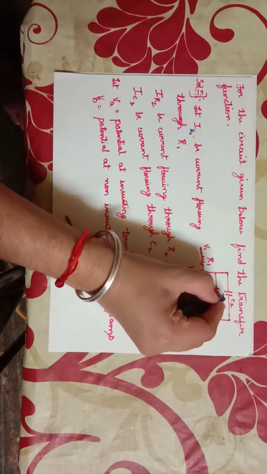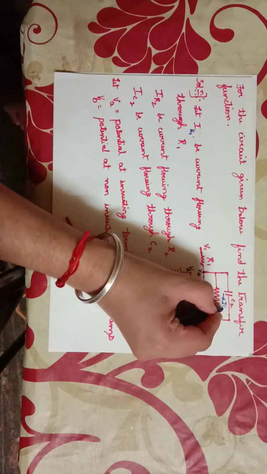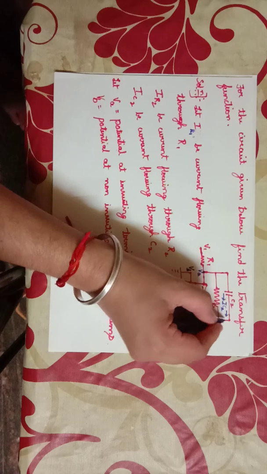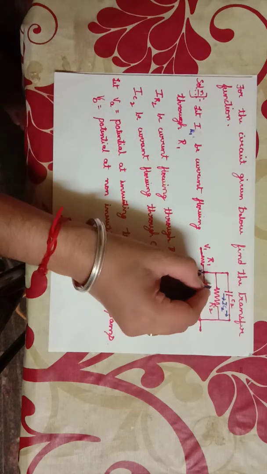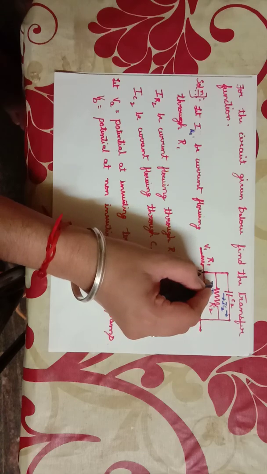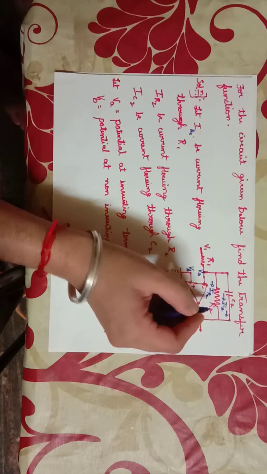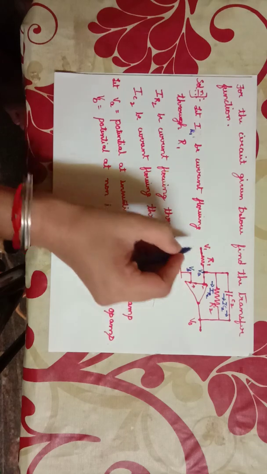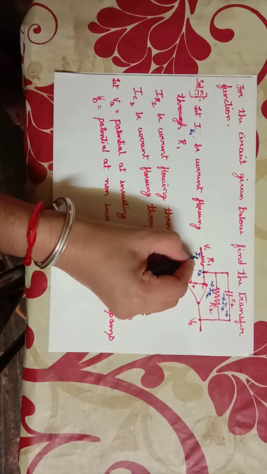Here IC2 is the current flowing through the capacitor, and IR2 is the current flowing through the resistor R2. This is IR1, the current flowing through resistor R1.